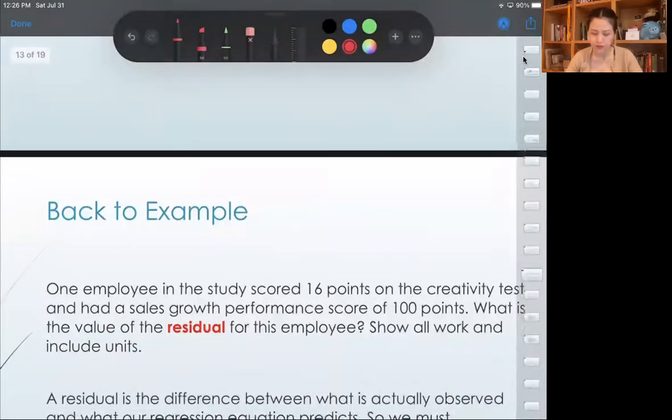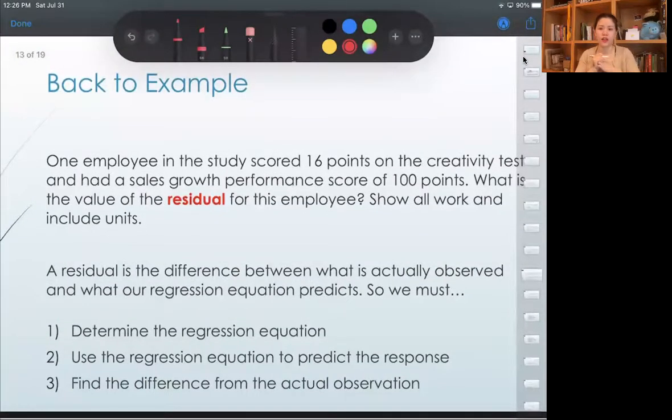Okay, so here is some vocabulary we have to learn. What is 16? What is 100? First of all, you have to recognize what those numbers are. Statistics is very wordy, so you have to pick your focus carefully. First, I see 16 points, score 16 points. This means my x is equal to 16. Remember, x represents the creativity score, and y is the self-growth performance.